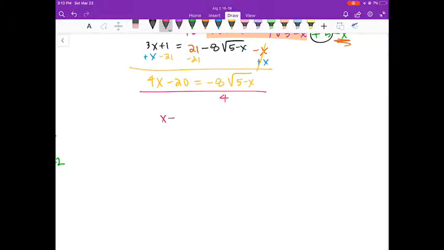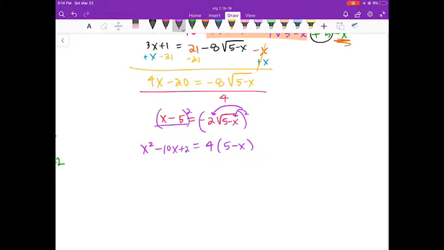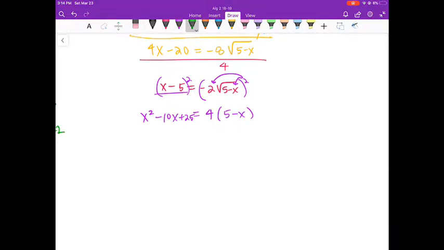So then I've got x minus 5 equaling negative 2 times the square root of 5 minus x, and that's just a way nicer thing to look at. I square both sides. Now, remember when you square on the right, you have to square the negative 2 and the radical, so we get a positive 4 and a plain old 5 minus x. On the left, we would FOIL that or double distribute. We get x squared minus 10x plus 25. We're going to go ahead and solve from here now.